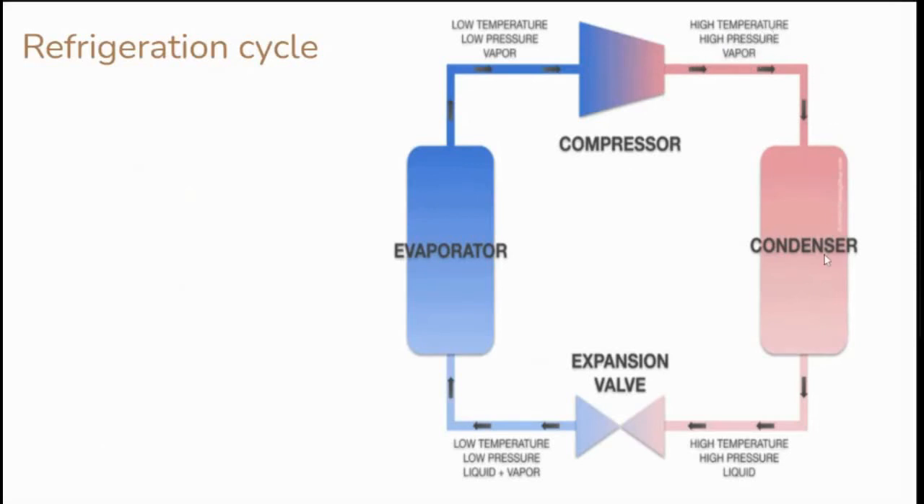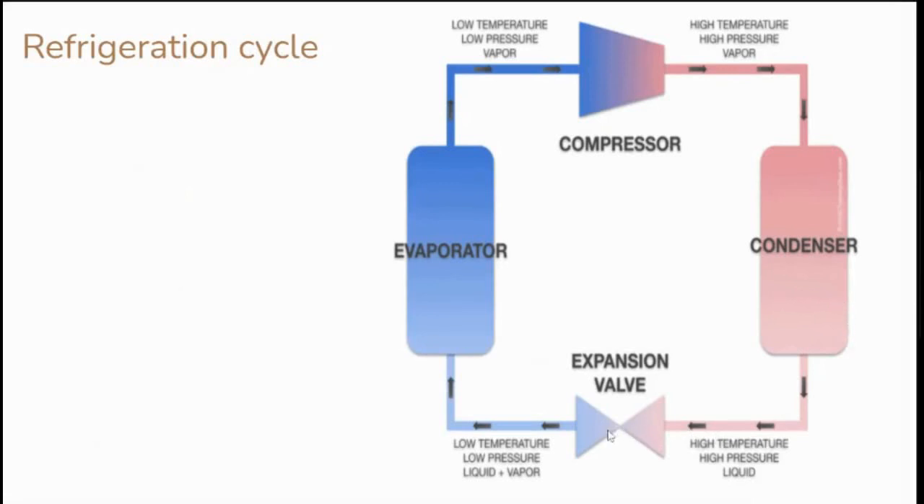So when it passes through the condenser, it rejects heat to the surrounding and it becomes a high temperature, high pressure liquid. From vapor phase, the transformation to liquid phase happens by rejecting the latent heat of vaporization.